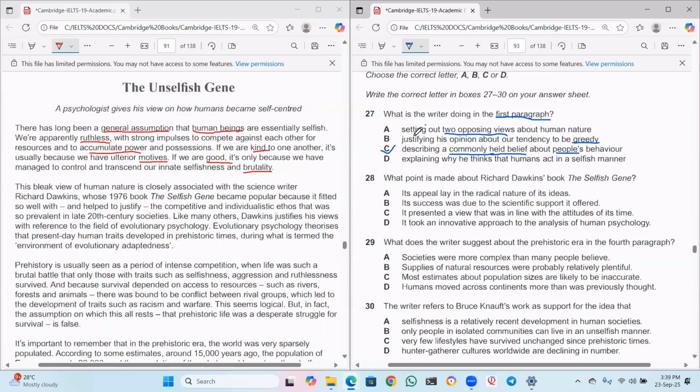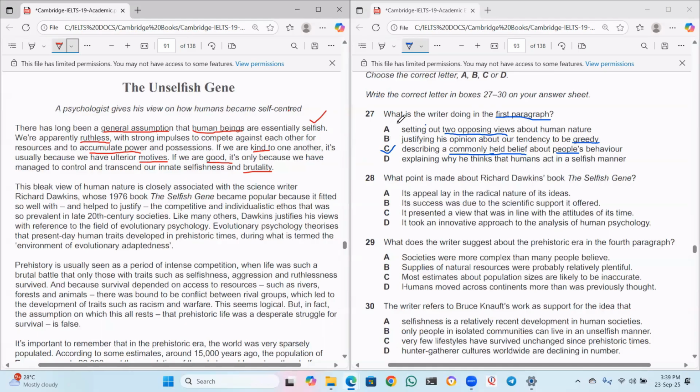A, setting out two opposing views. See, he's not talking about opposing views. He's talking about one view only, that is selfishness. And he says, if we are kind, this is the reason; if you are good, this is the reason. That's it. He's not setting out two opposing views here.